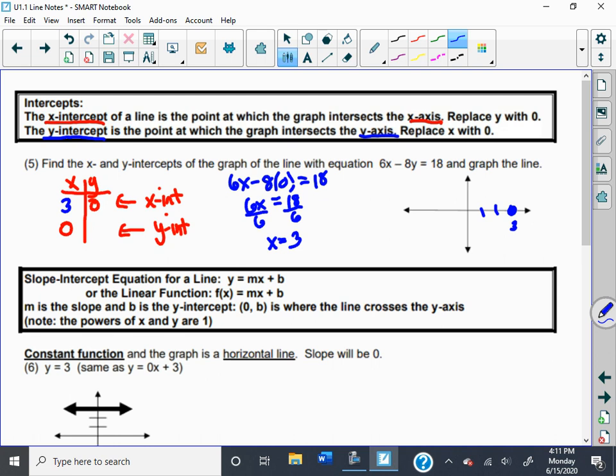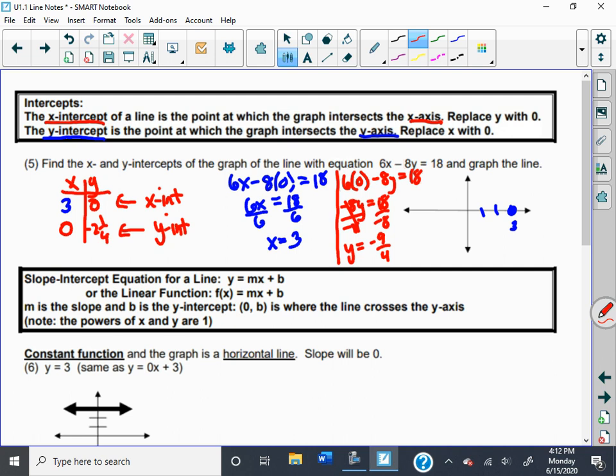To find the y-intercept, we replace x with 0. So 6 times 0 minus 8y equals 18. 6 times 0 is 0, and 0 minus 8y is -8y. Don't forget the negative. Equals 18. Divide by -8. So y equals, you can get the fraction or decimal. Since we're not looking for slope, it's okay. If we divide by 2, that's going to be -9/4, and that's -2 1/4.